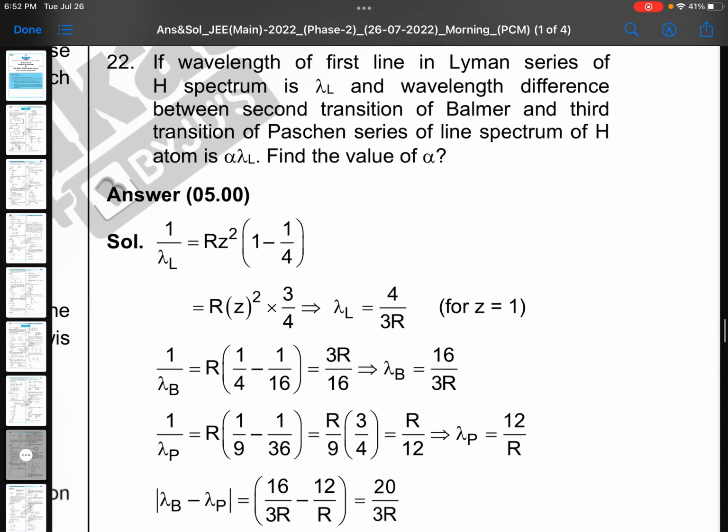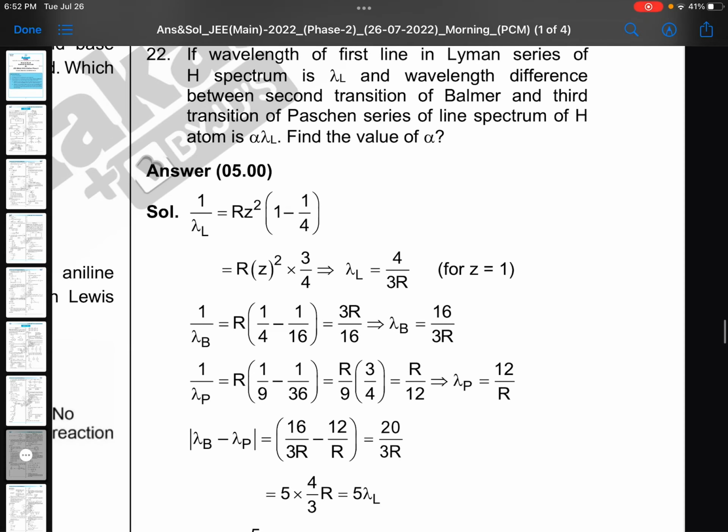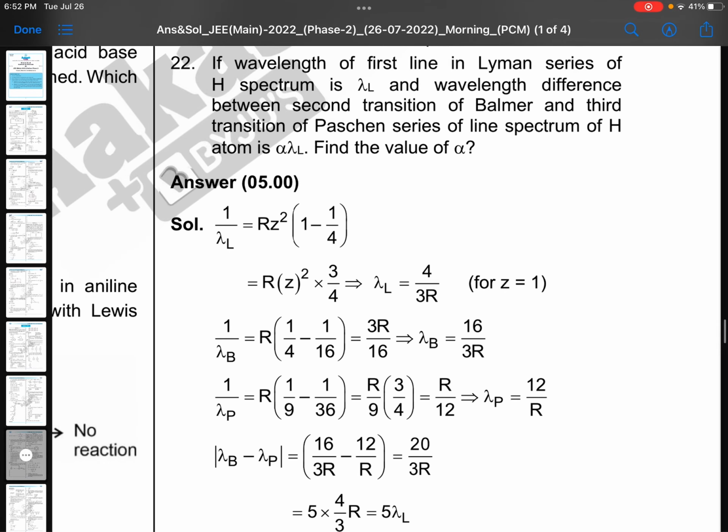This is one interesting question. If the wavelength of the first line in Lyman series of hydrogen spectrum is lambda L, and the difference between the wavelength of the second transition of Balmer and the third transition of Paschen series in the Lyman spectrum of hydrogen atom is alpha lambda L, find the value of alpha. Easy only, but I am taking it. If you have patience, you can do it.